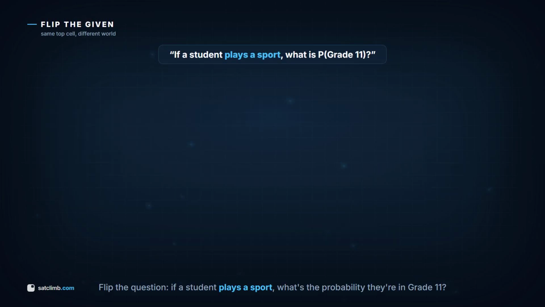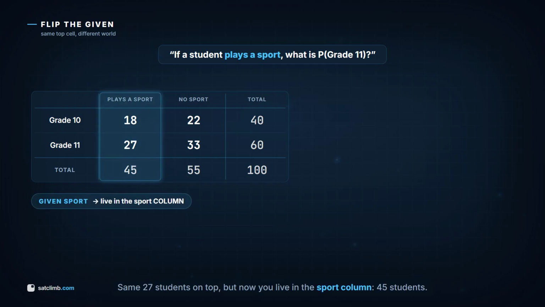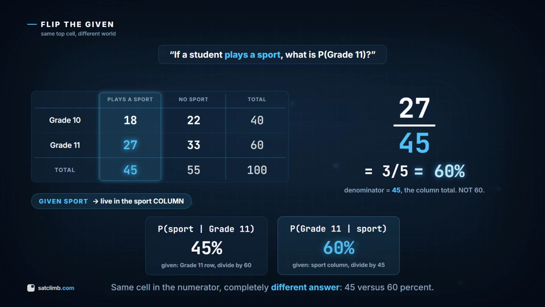Now watch this. Flip the question. If a student plays a sport, what's the probability they're in grade 11? Same table, same 27 students on top, but the given changed. Now you live in the sport column, 45 students. 27 out of 45, 3/5, 60%. Same cell in the numerator, completely different answer, 45% versus 60%. The rule: whatever follows given, or if, or among that group is your denominator.